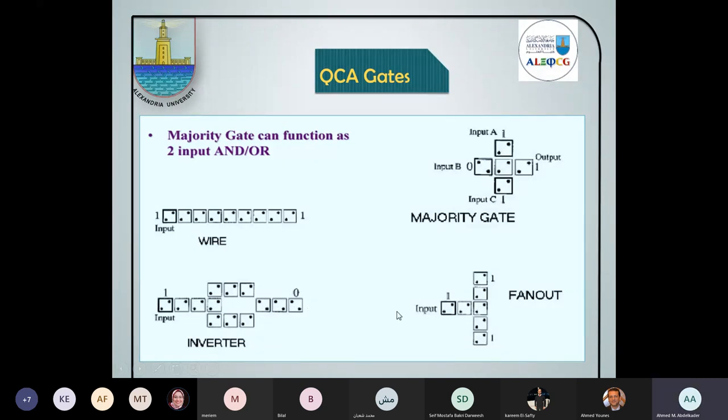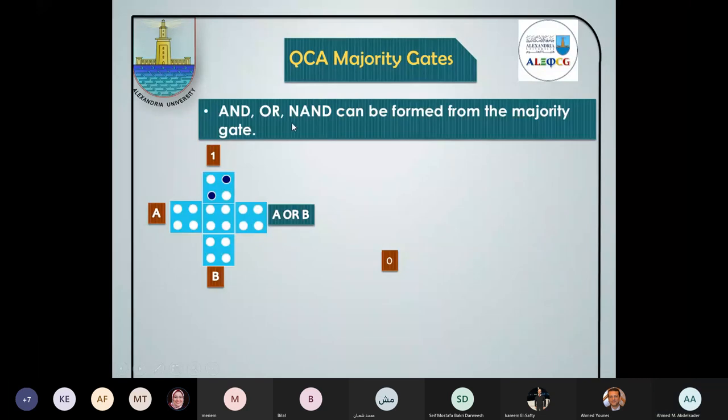This figure is called the fan out figure that makes a copy of data. And this figure represents a majority voting gate, the main three-input QCA gate, which consists of 5 cells of QCA presented as 1 device cell, 1 output cell, and the 3 input cells A, B, C. Actually, the majority gate can act as an OR and an AND gate.